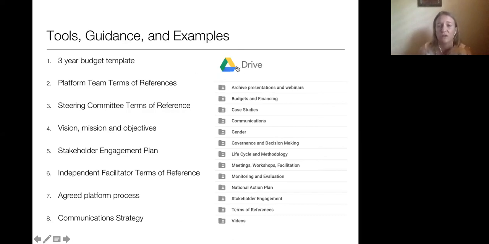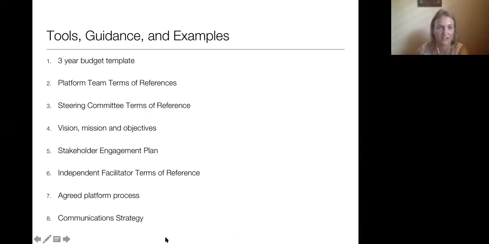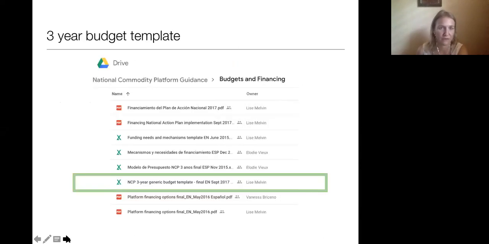And they're all on the Google Drive. And for those of you who have been with us for a long time, so Rini and the Indonesia team and also the Paraguay team, I want to flag that this has been reorganized. So on the Google Drive, now you'll see that these are the folders, and it looks different than it used to look. So if you want to look at a 3-year budget template, it's here in National Commodity Platform Guidance, Budget and Financing. This is the template.